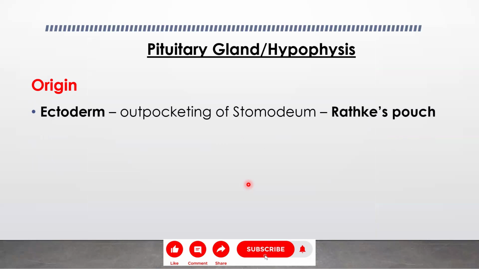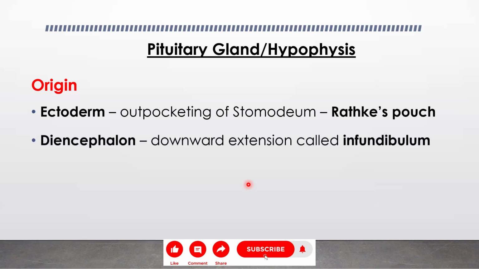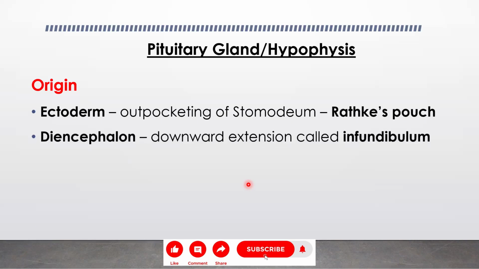So ectoderm. The Rathke's pouch, the surface ectoderm at this point, and the outpocketing of the stomodium will give us the Rathke's pouch. Note the surface ectoderm. Then the diencephalon at this point, which is one of the 5 brain vesicles, will develop an extension downwards called the infundibulum. Remember the diencephalon comes from neuroectoderm. So ideally, the whole of the pituitary gland comes from ectoderm.